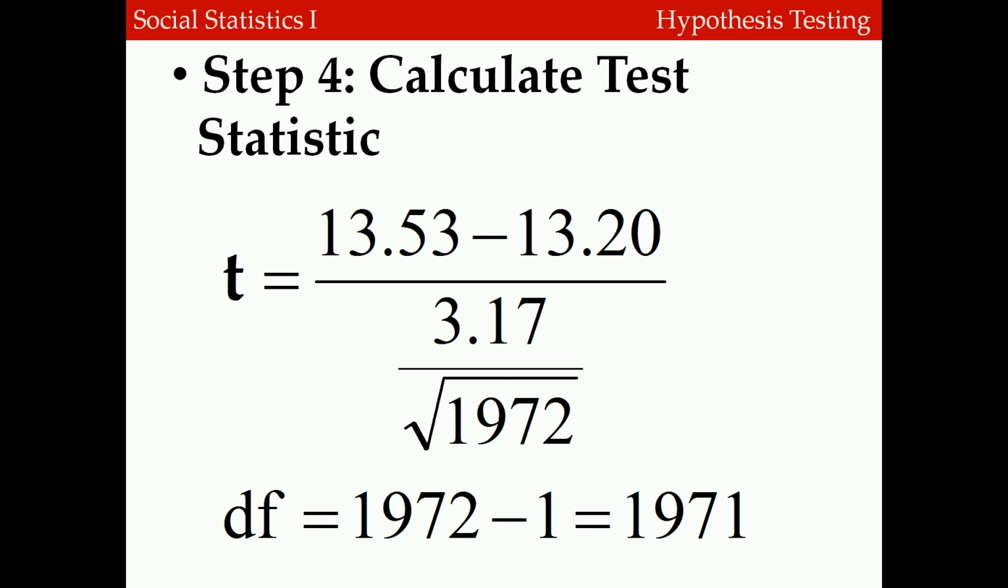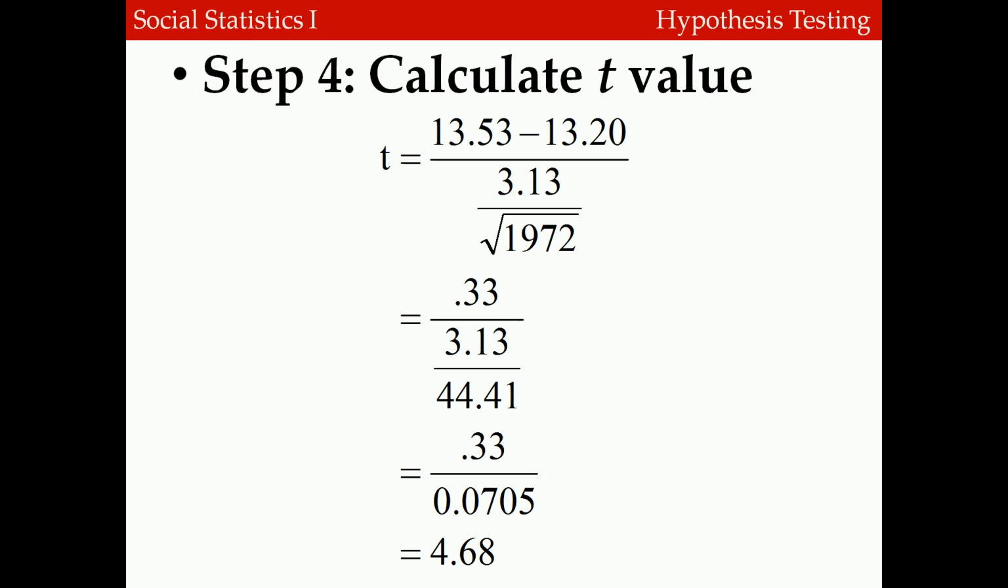We'll calculate our test statistic very much the same way that we did last time. We'll take our sample mean, 13.52, from the GSS data. We'll subtract 13.2, which is the assumed value of the population mean under the null hypothesis that we originally got from the census data. We use the sample standard deviation we got from the GSS data this time, 13.17, and we'll divide that by the square root of the sample size, 1,972. Then we figure out our degrees of freedom by taking the number of cases, 1,972, and subtracting 1, leaving us with 1,971 degrees of freedom.